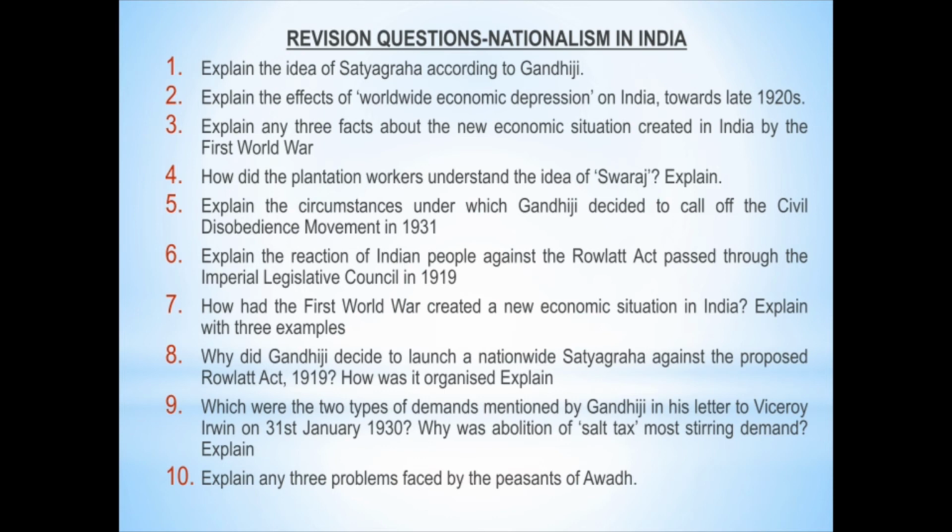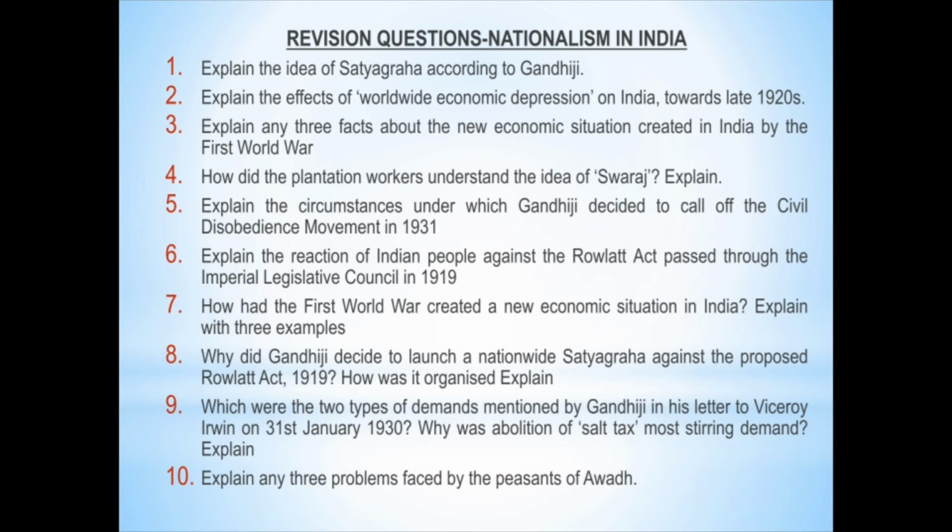How did the plantation workers understand the idea of Swaraj? Explain. Explain the circumstances under which Gandhiji decided to call off the civil disobedience movement in 1931. Explain the reaction of Indian people against the Rowlatt Act passed by the Imperial Legislative Council in 1919. How had World War I created a new economic situation in India? Explain with 3 examples. Why did Gandhiji decide to launch a nationwide Satyagraha against the proposed Rowlatt Act 1919? How was it organized? Explain.